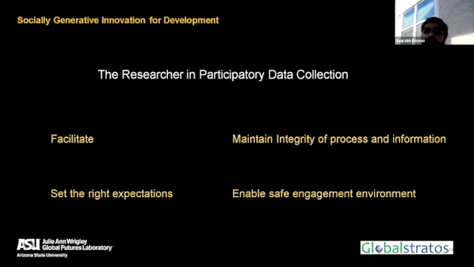Data collection is not a time where you experiment. You have done the thinking before you have hit the ground for collecting data. This is not the time to experiment and change. It's the time to maintain integrity and stick to the process. And from a human aspect, it is critical to enable safe engagement spaces where your participants do not feel intimidated or threatened by you or an external factor.